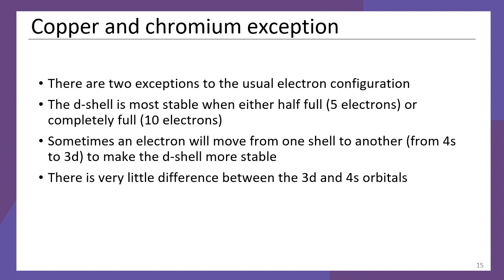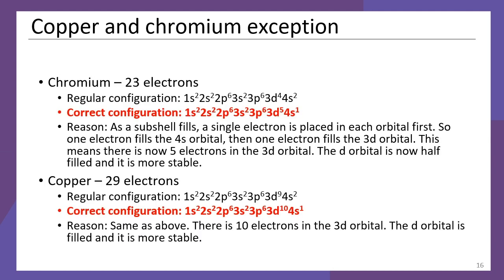So sometimes an electron will move from one shell to another, from 4s to 3d, in order to make that d shell more stable, because there's a very small energy difference between the 3d and the 4s orbitals. So chromium, you might think that it's going to have, so here it goes, 1s2, 2s2, 2p6, 3s2, 3p6 like we'd expect. Instead of going 3d4, 4s2, we've got 3d5, 4s1.